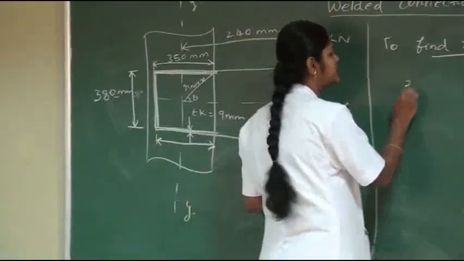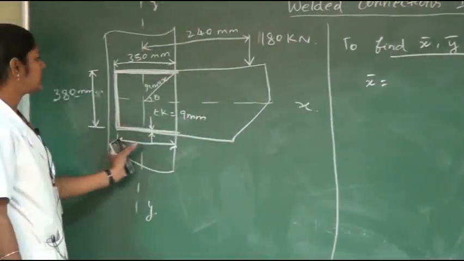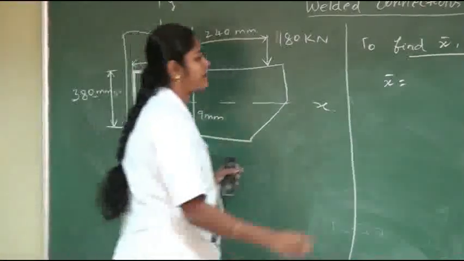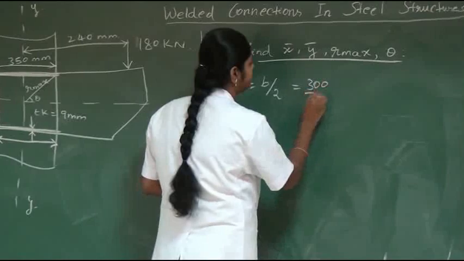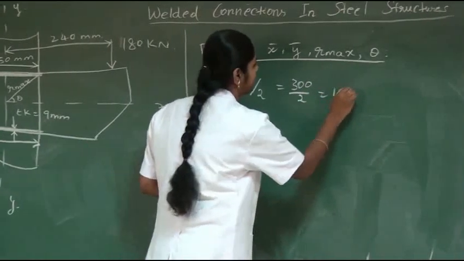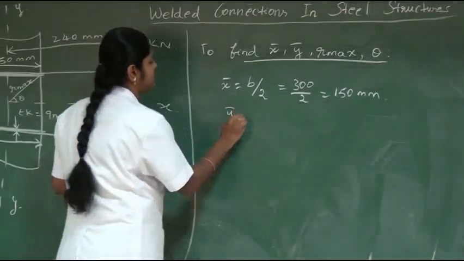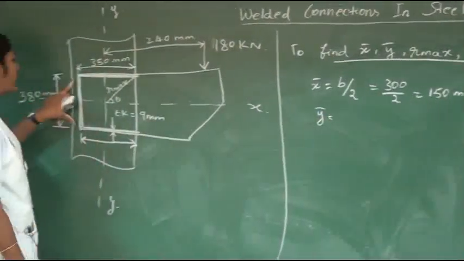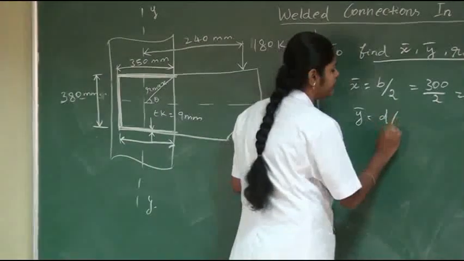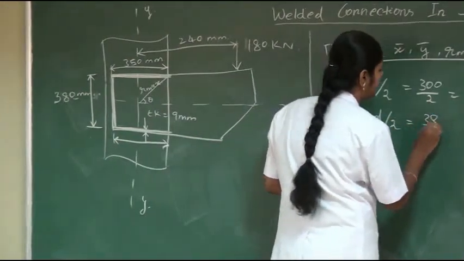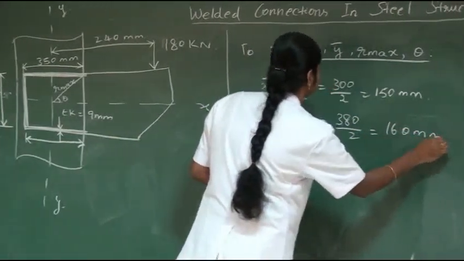First we are going to find x bar. For calculating the x bar, we know the formula for symmetrical section, breadth divided by 2. That is B divided by 2 is equal to 300 divided by 2 is equal to 150 mm. Then due to symmetrical section, y bar is calculated by D divided by 2. Therefore y bar is equal to D divided by 2, 380 divided by 2 is equal to 160 mm.